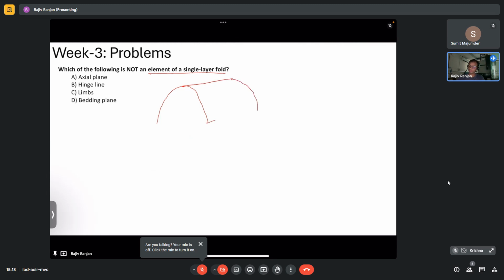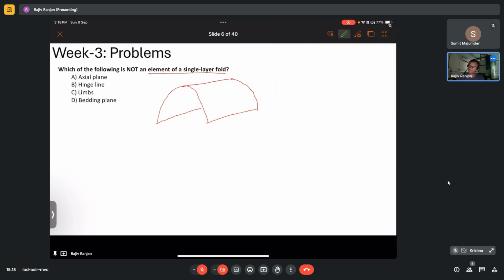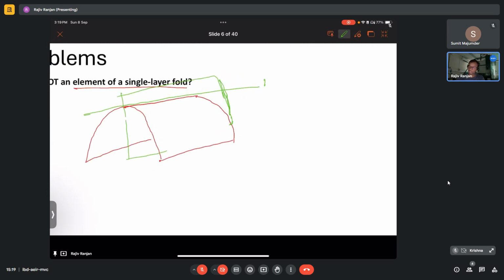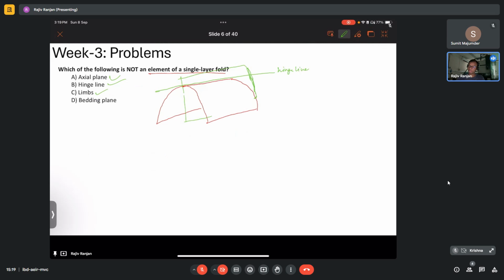I'm trying to draw a 3D. So what do we know? So this is the axial plane. We know the axial plane is an element of a single layer fold. Then the hinge line. This is the hinge line. Then come limbs. We know a fold has two limbs. So this is correct, this is correct, this is correct.